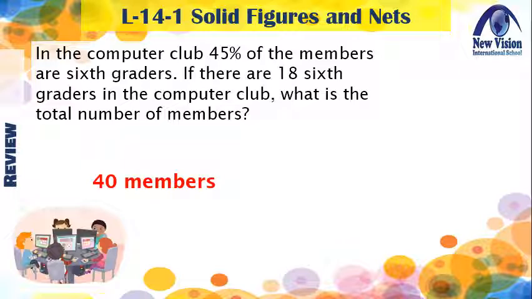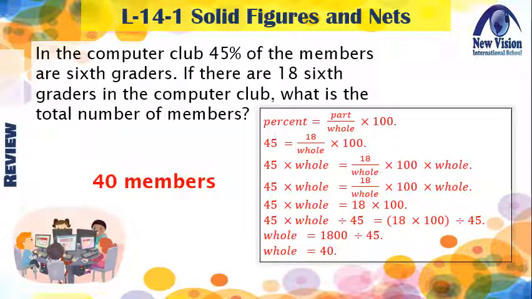40 members. Another way, using the percent equation. Percent equals part, 18, divided by whole, times 100. 45 equals 18 divided by whole times 100. Multiply both sides by whole: 45 times whole equals 18 times 100. 45 times whole divided by 45 equals 18 times 100 divided by 45. Whole equals 1800 divided by 45. Whole equals 40.